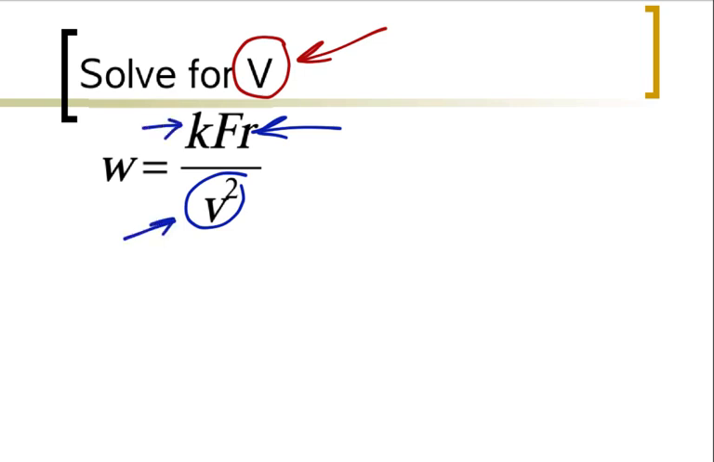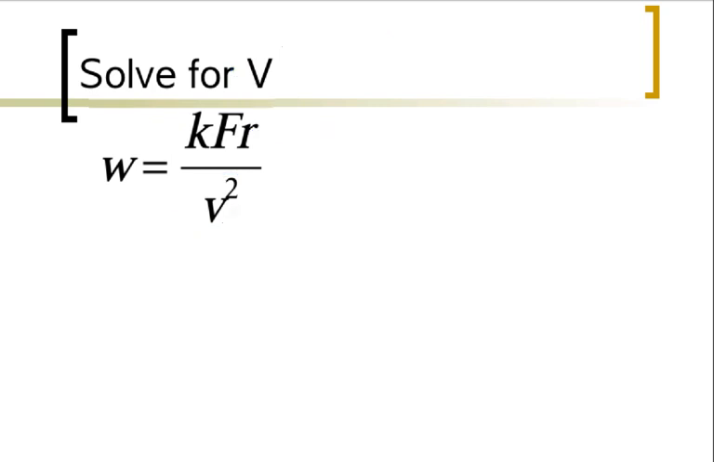And because the v is on the bottom, it would be best to do the opposite of what the v is doing mathematically to the other numbers. And the v is dividing from the other numbers. The opposite of dividing by v squared would be to multiply by v squared. So what we'd like to do to both sides is multiply by v squared. And what that does is it gets v out from underneath the bottom.